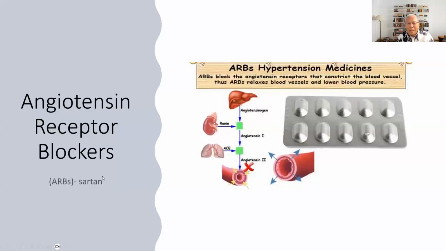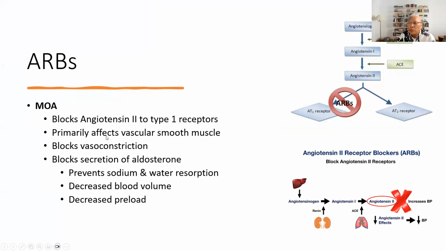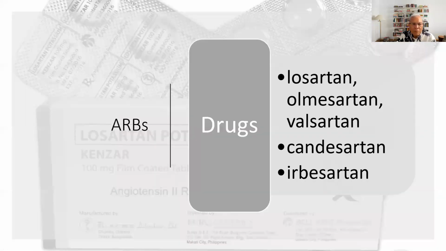Okay, so going back to the slide then, angiotensin 2 receptor blockers are going to block angiotensin 2 from type 1 receptors, and primarily affect vascular smooth muscle. It blocks vasoconstriction, and it blocks the secretion of aldosterone. So when we block the secretion of aldosterone, we prevent sodium and water reabsorption, we decrease the blood volume, therefore, and we decrease preload. So those are the major effects of ARBs.